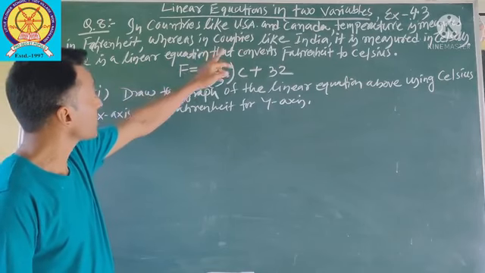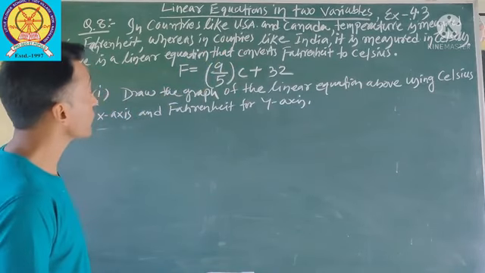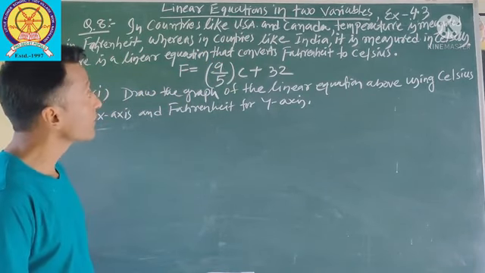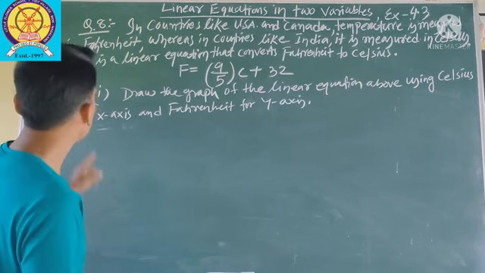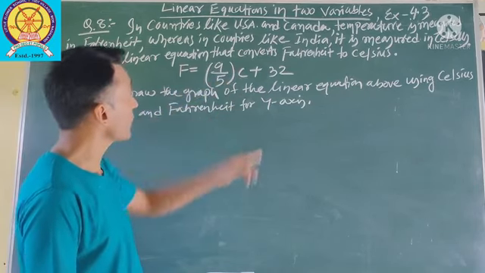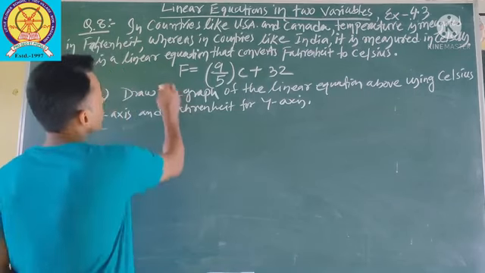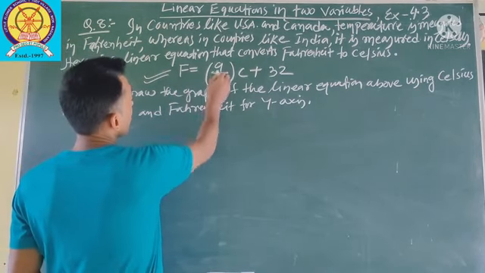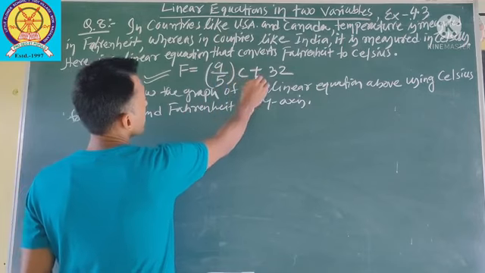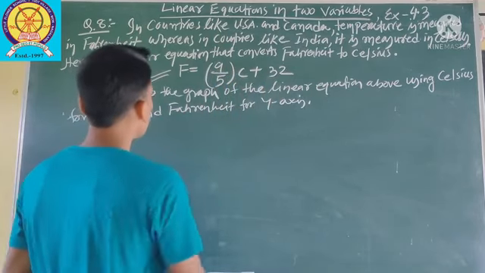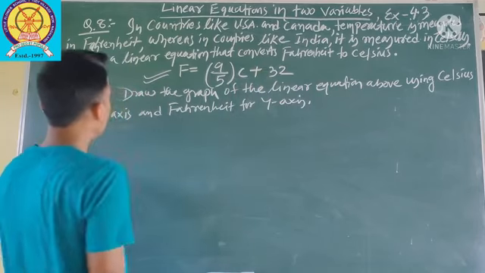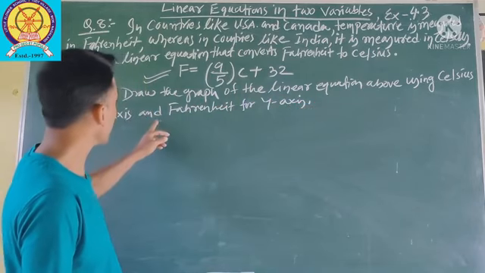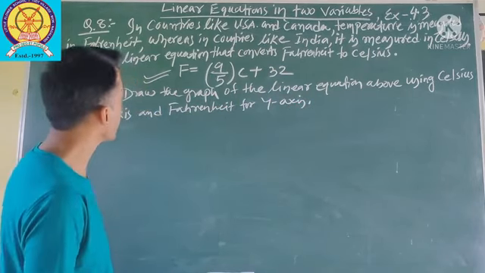In countries like USA and Canada, temperature is measured in Fahrenheit, whereas in countries like India, it is measured in Celsius. Here is a linear equation that converts Fahrenheit to Celsius. So this is your linear equation: Fahrenheit is equal to 9/5 into Celsius plus 32. You have to draw the graph of the linear equation above using Celsius for the x-axis and Fahrenheit for the y-axis.